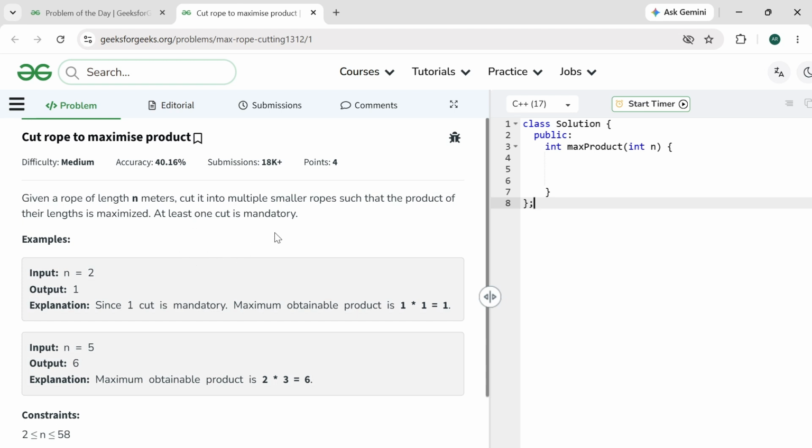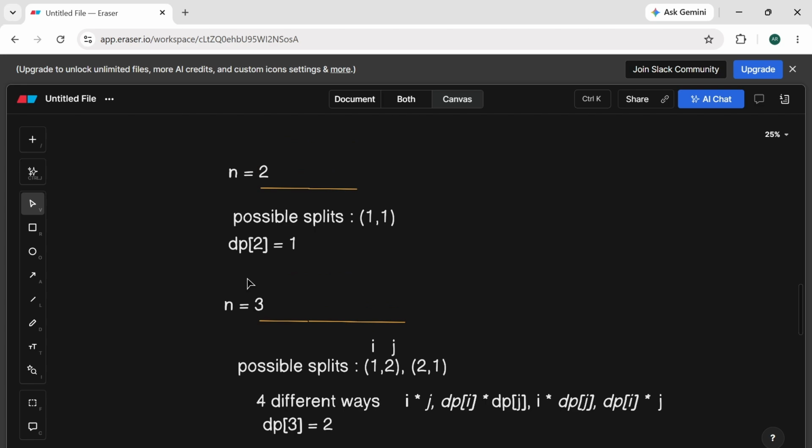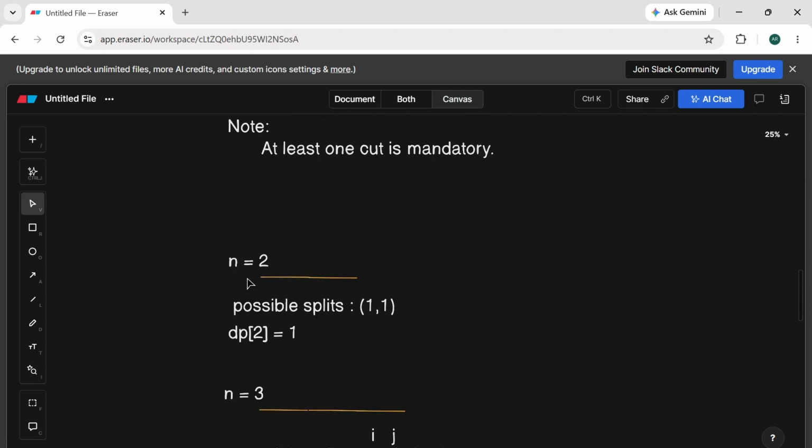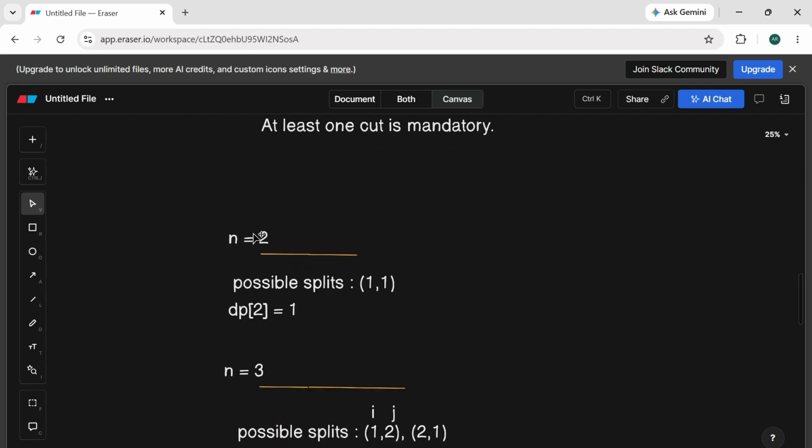So the question says we are given a rope of n meters and we need to divide it into smaller ropes such that the product of the lengths of those smaller ropes is maximum. So let's understand these examples. Okay, now we are here. What we will do, we'll start from n equal to 2. What are the possible cuts for this example?